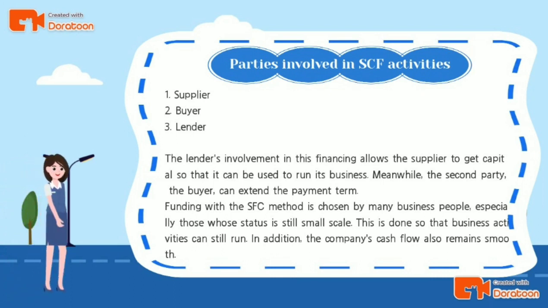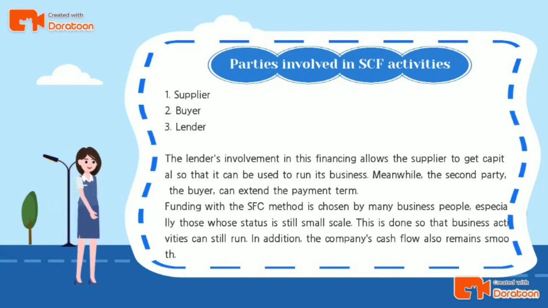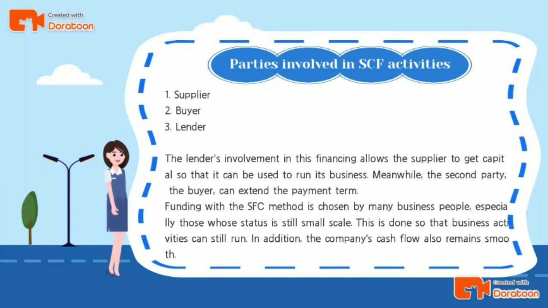The second party is the buyer. The buyer here is the party who uses the product from the supplier. In buying and selling transactions, suppliers usually provide short-term payment deadlines. The third party is the lender, in this case, banks or other financial institutions.